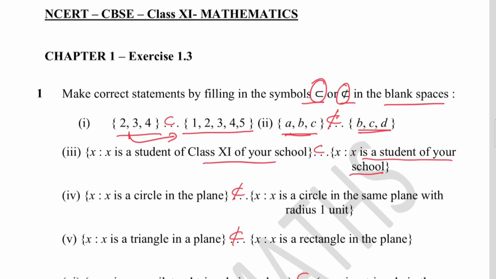And the fourth question, X is a circle in the plane, X is a circle in the same plane with radius 1 unit. Circle in plane means it consists of all circles of any radii, but the second set says it's a circle in the same plane with radius only 1 unit. So it's a definite one, which is not, therefore the first set is not a subset of the second set. So it's not a subset.